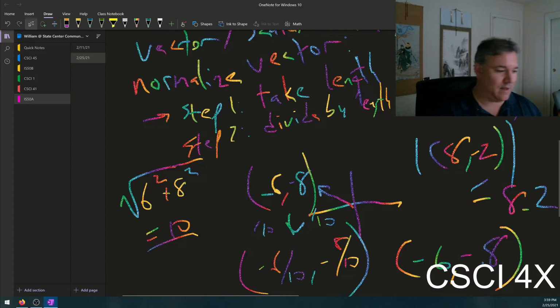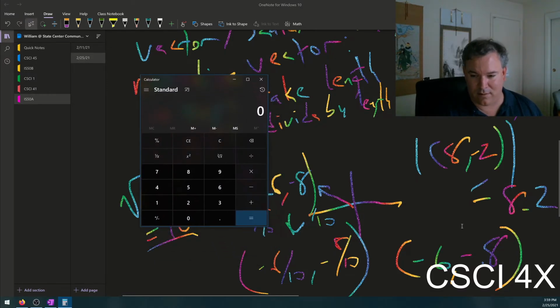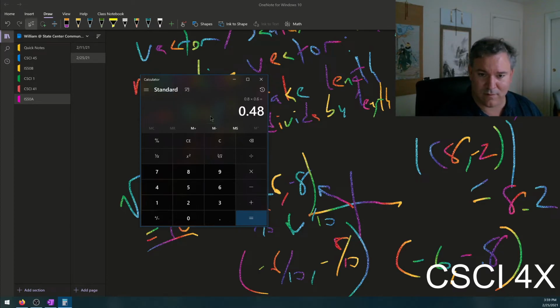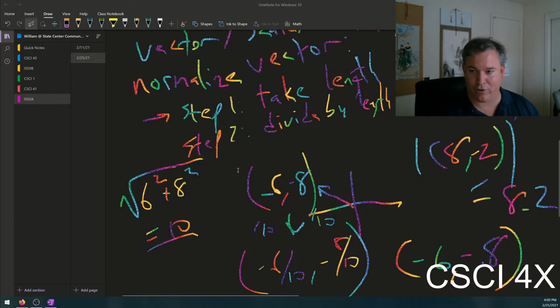And you can verify that the answer is correct by computing the length of that. So if you're like, isn't that smaller than 1? Well, it should be, right? It's 0.6 and 0.8. So 0.6 squared is 0.36, plus 0.8 squared, which is 0.64, and you get 1 as the answer. So if you ever want to check to see if your normalized vectors are correct, you do the Pythagorean Theorem on them and see if the answer you get has a length of 1.